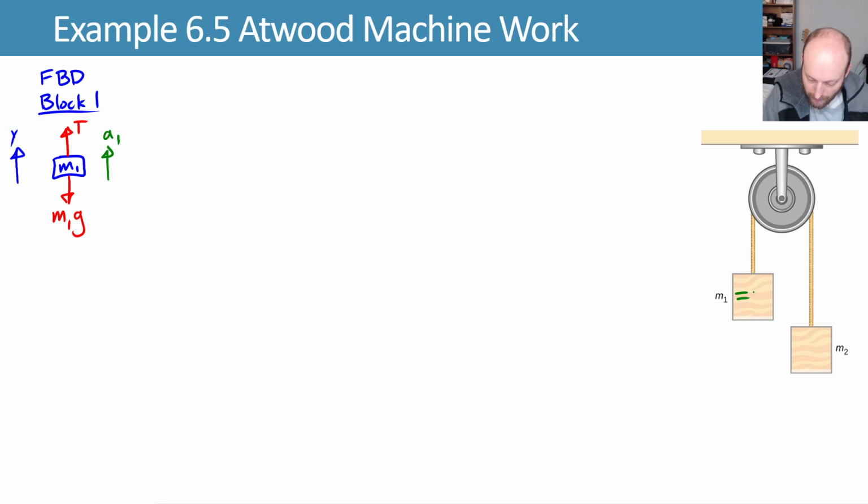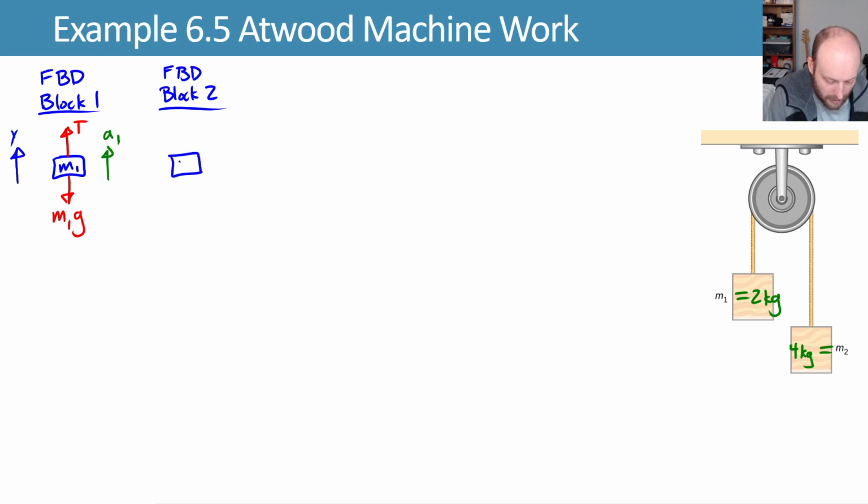Let's go ahead and note that this is 2 kilograms from the problem statement. And this one is 4 kilograms. Next, we'll do a free body diagram of block 2. Here we'll have a block, mass 2 in there. It will also have a coordinate with y positive going up. We will then have tension pulling up and mass 2 times gravity acting down. Here we would expect that this would accelerate downward. So we would expect that my acceleration 2 would be down.